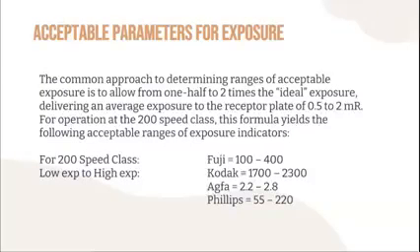Yan. Acceptable parameters for exposure. The common approach to determining ranges of acceptable exposure is to allow from 1/2 to 2 times the ideal exposure, delivering an average exposure to the receptor plate of 0.5 to 2 millirentgen. For operation at the 200 speed class, this formula yields the following acceptable ranges of exposure indicators.